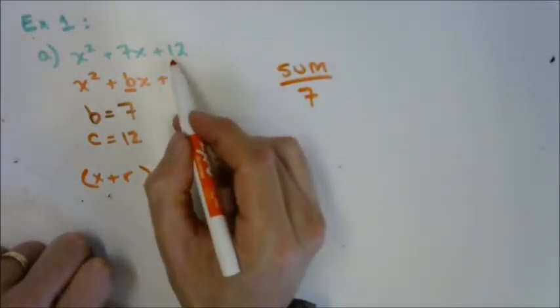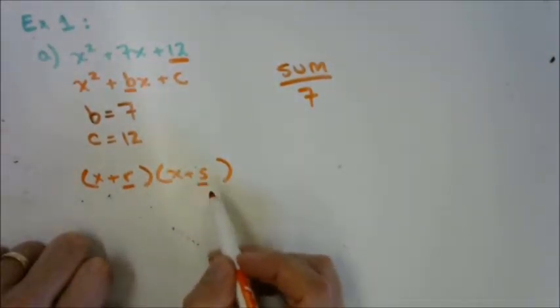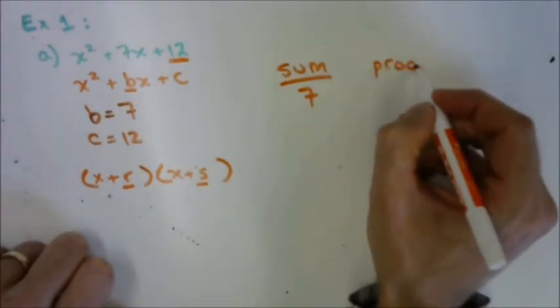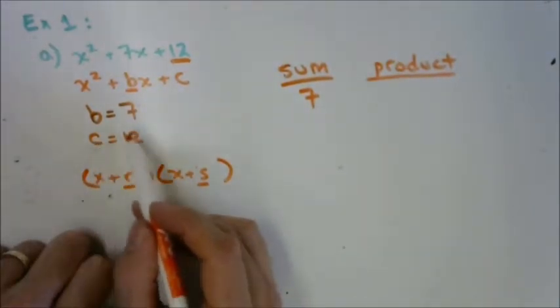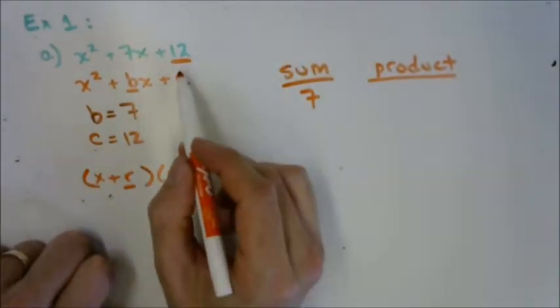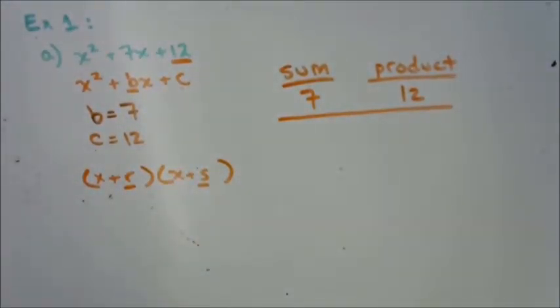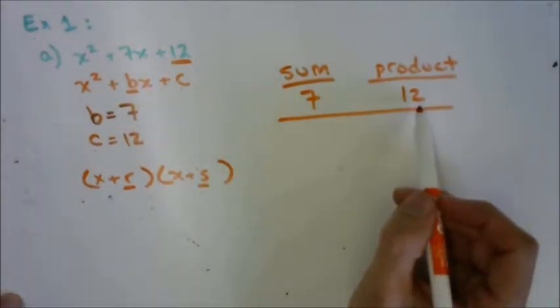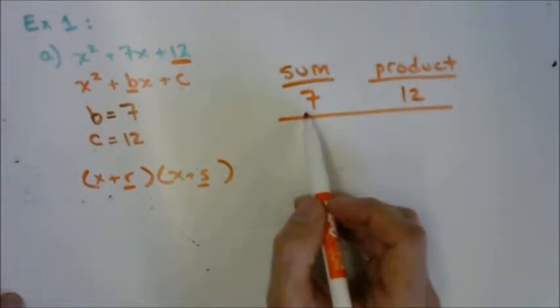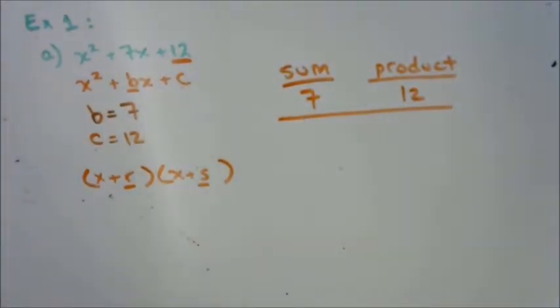Now the last term of my trinomial is built by taking r and s and multiplying them. It's built by getting the product of r and s. So c is the product of r and s. Well, what's c in this case? 12. Okay, I don't know what r and s are yet, but I've just shown that whatever they are, they need to multiply to 12 and add to 7. Does that make sense? Because they have a product of 12 and a sum of 7.